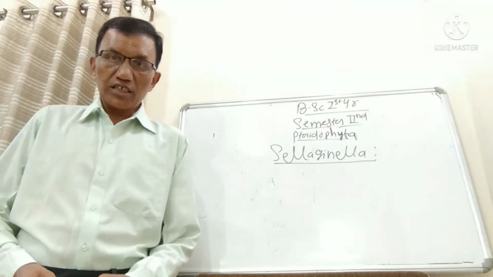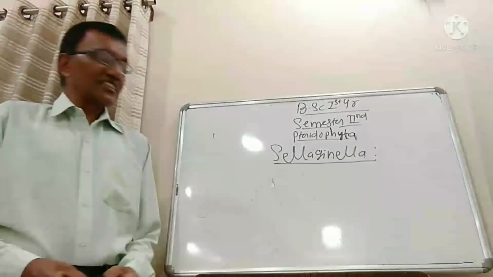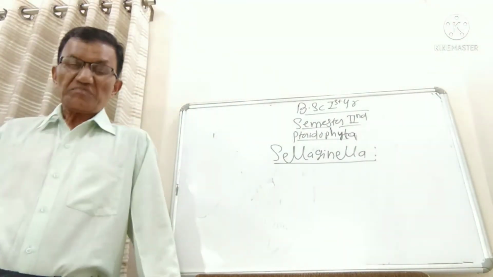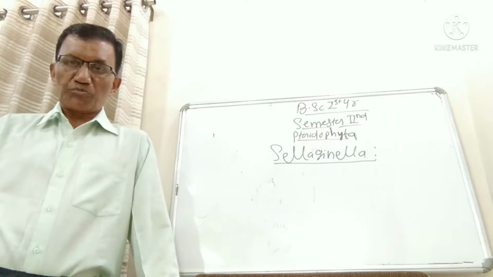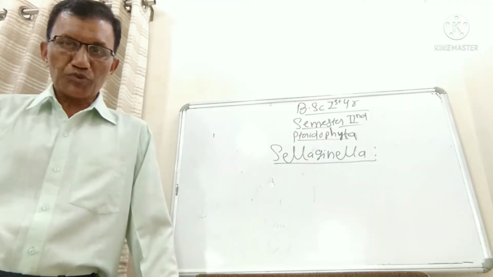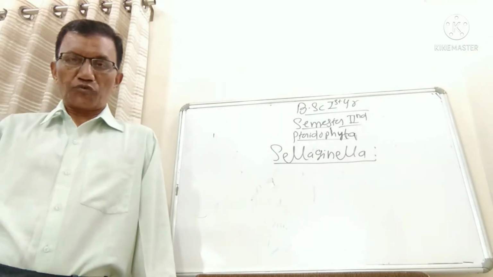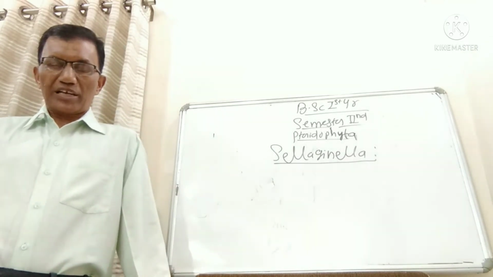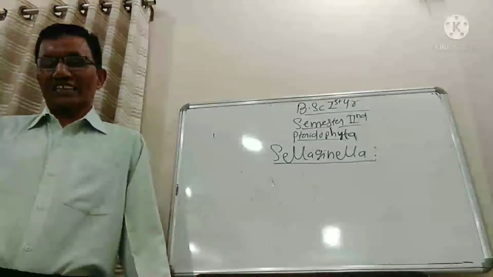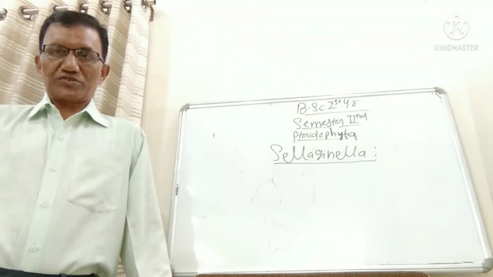Then another important characteristic of Selaginella is the heterosporic nature. Heterosporic means there is a presence of megasporangium, megasporophyll, and microsporophyll. The megasporophyll contains the megasporangium and the microsporophyll contains microspores.